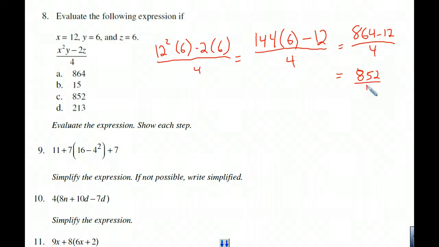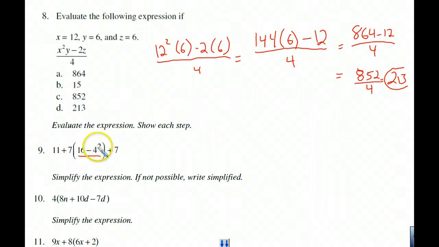And then finally divide that by 4, which equals 213. And this problem would just be a good exercise. You will not see numbers this large on the actual test. As long as you know what order to do the problem in, you should be fine. Let's see here. Next, number 9.